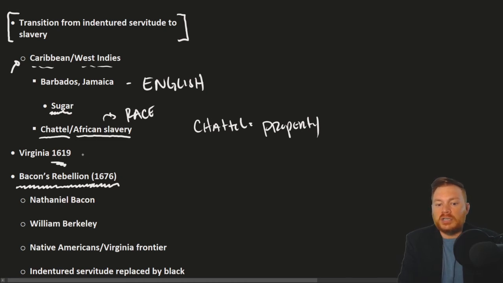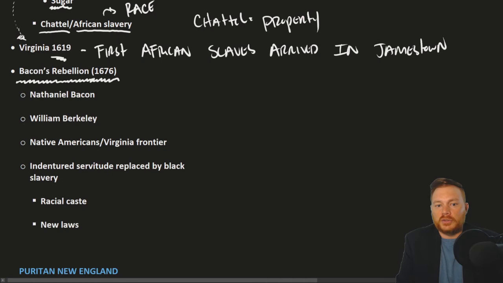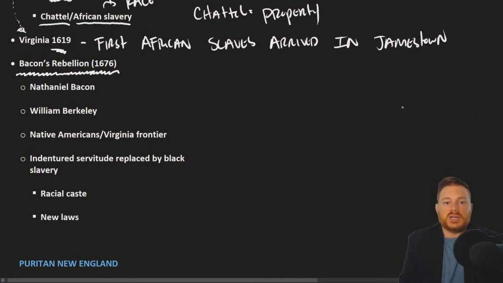So we might say that it was based off of race. 1619 is an important year because that was the first African slaves arrived in Jamestown. That was the year. And again, not directly from Africa, but from the Caribbean, right? That African slavery arrives in the English colonies of North America via the Caribbean, which had already had sugar plantations and African slavery there. So how does Bacon's Rebellion factor into this?